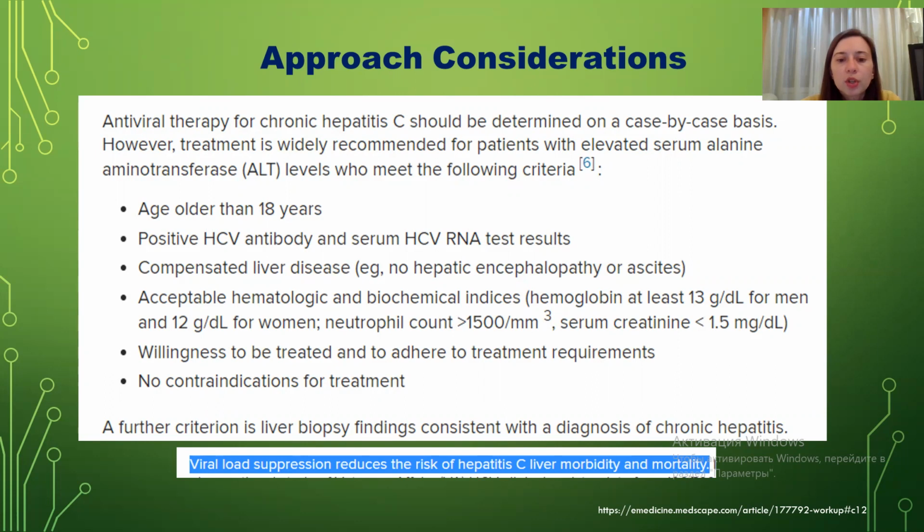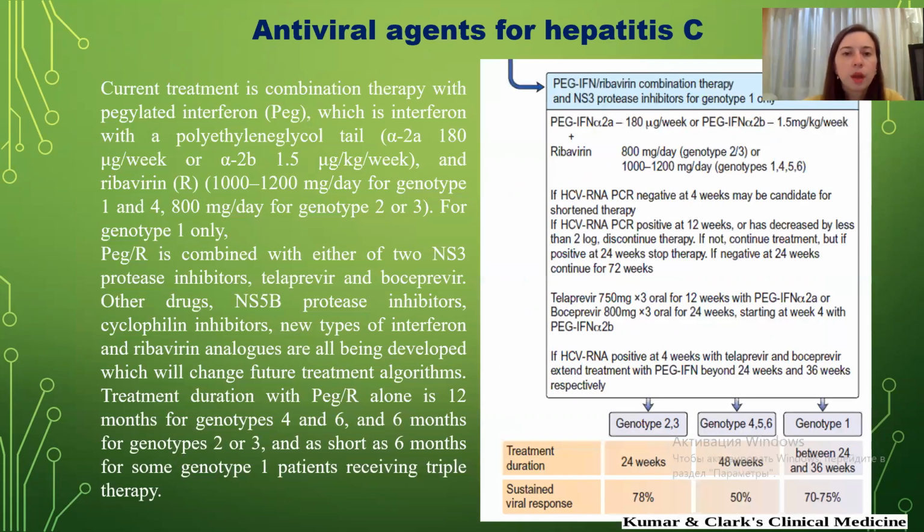Viral suppression reduces the risk of hepatitis C liver morbidity and mortality. And antiviral agents for hepatitis C. Current treatment is combination therapy with pegylated interferon, with a polyethylene glycol tail, and ribavirin for genotype 1 only.